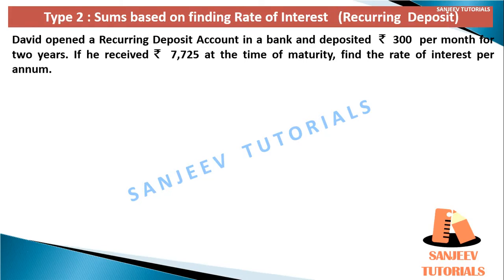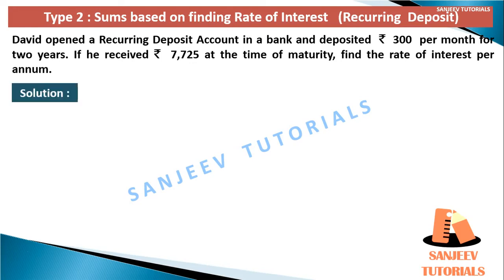Question number 3. This is our second type of sum where we are supposed to find rate of interest. David opened a recurring deposit account in a bank and deposited rupees 300 per month for 2 years. If he received rupees 7725 at the time of maturity, find the rate of interest per annum.